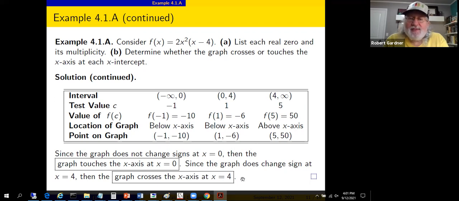Well, it must have crossed the x-axis then at x equals 4, because it went from below the x-axis to above the x-axis. I actually prefer to describe these in terms of signs. It went from being a negative function to a positive function as x transitioned from this interval to the next interval, because the graph must have crossed the x-axis.